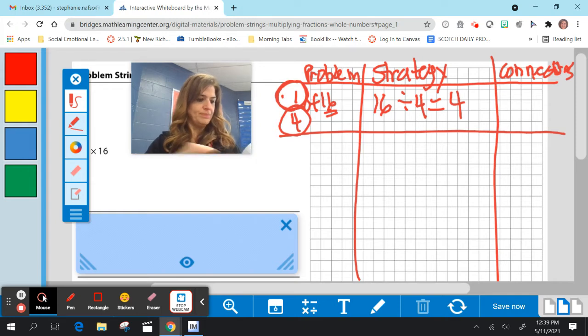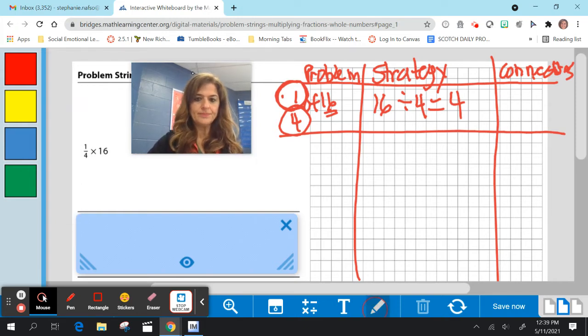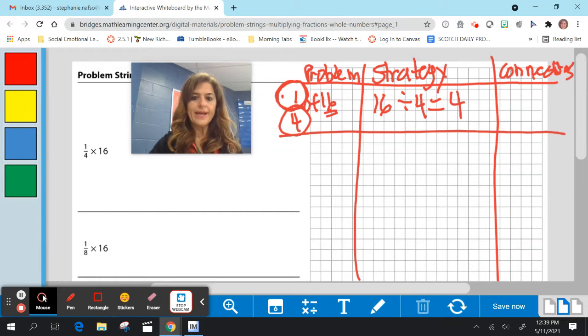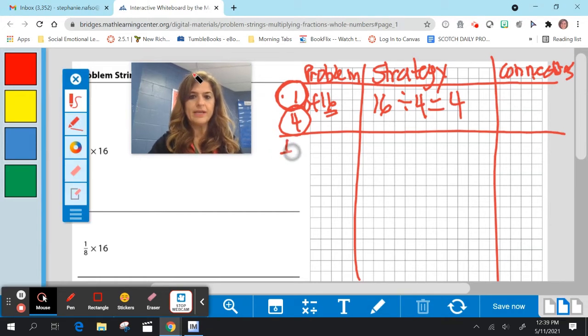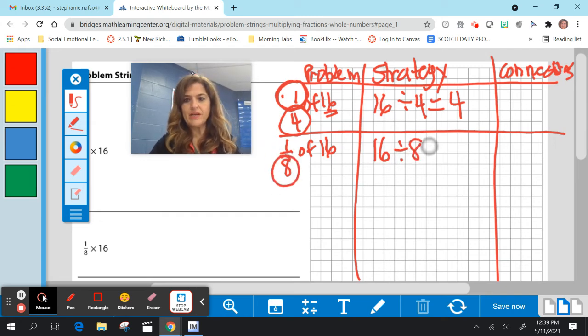The next one is 1/8 of 16. So we kind of did that in our preview, 1/8 of 16. But now the whole is still 16, but we're looking at a different denominator of 8. 16 divided by 8 is 2. And because this is 1 unit, you only need 2 one time. So 1/8 of 16 is 2.